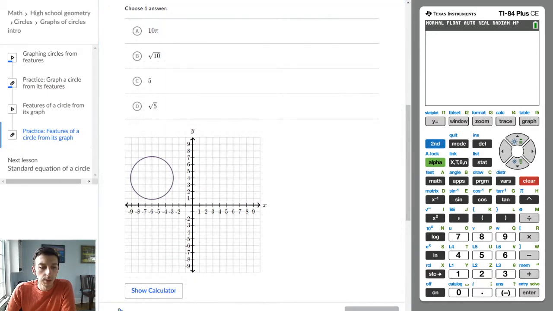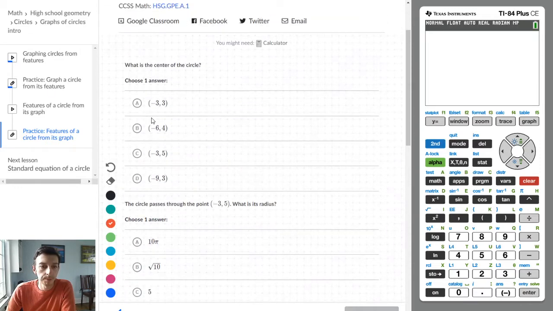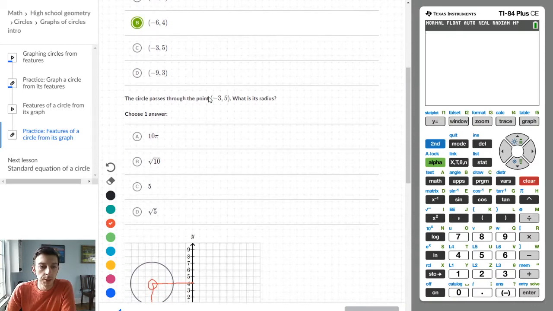If I go all the way left to -6 and come up to +4, that is where I have the center of my circle. Right there. We give this point with the x and then the y value, so -6 and +4 should be where the center of the circle is. So I'll choose that.